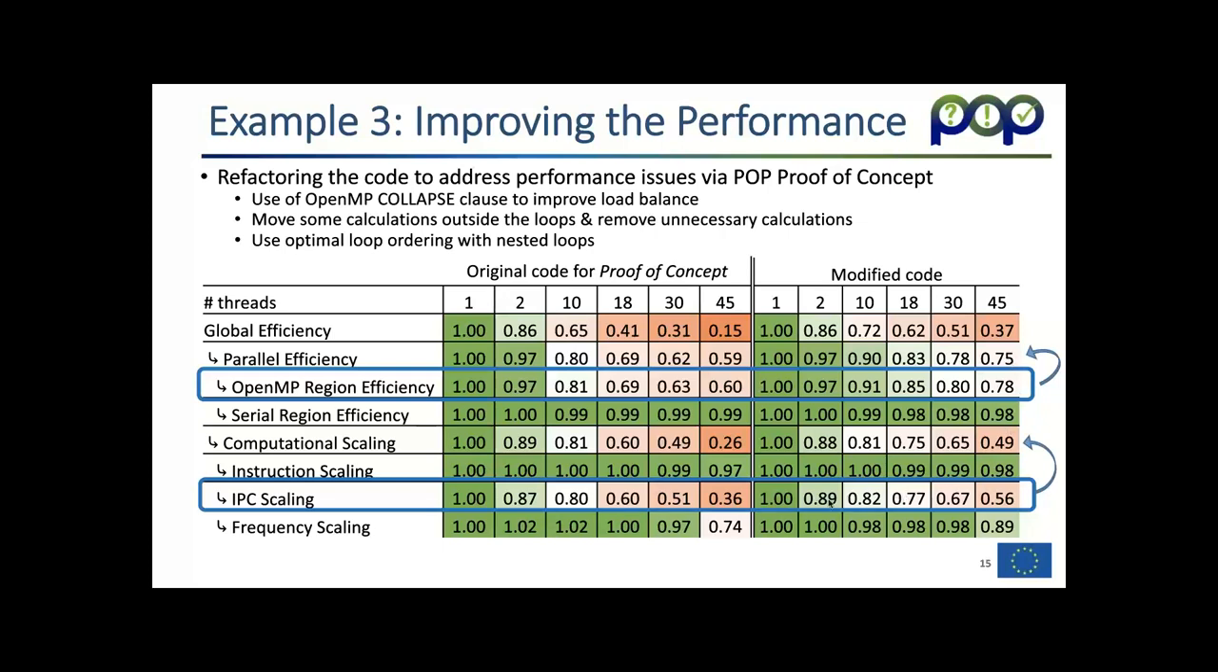And also we worked on the IPC scaling. It was very bad at 36%, now it's 56%. This increases the computational scaling automatically. And overall, both of them contribute to increasing the global efficiency. So the code before our optimization was working at 15% global efficiency. Now it's working at 37%. Still not good, but much better than before. So this is an example where we not only do the performance analysis, but we also help the client to implement the modification in his code.